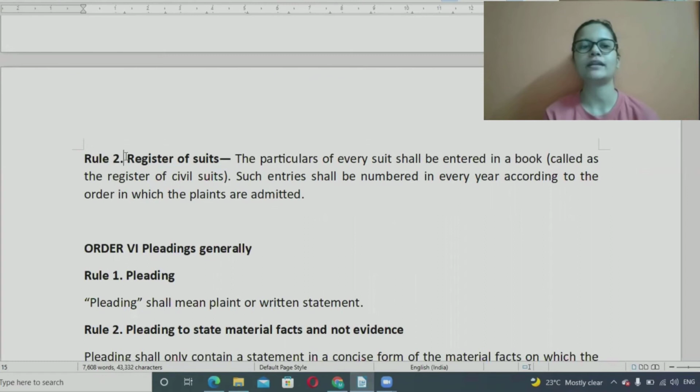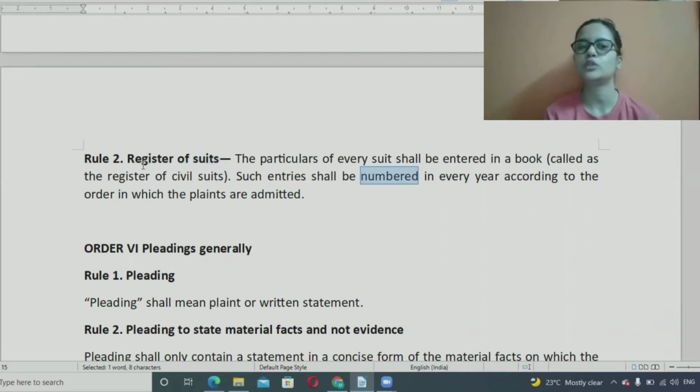So there will be one register of suits. Every case will be numbered in every year. So there will be numbers like 1 of 2021, 2 of 2021, 3 of 2021. In the same way, for case type also, there are certain abbreviations which are used. Like original suit, OS, money suit, MS, like that it will be mentioned. Motor accident claim, MACT. There are some abbreviations used by them also.